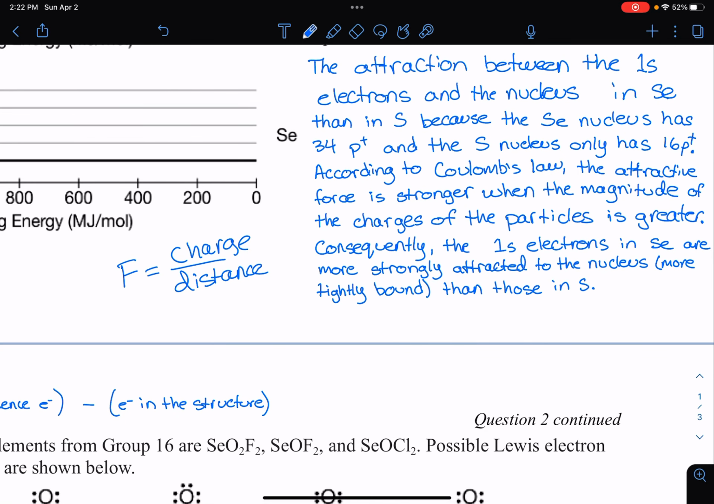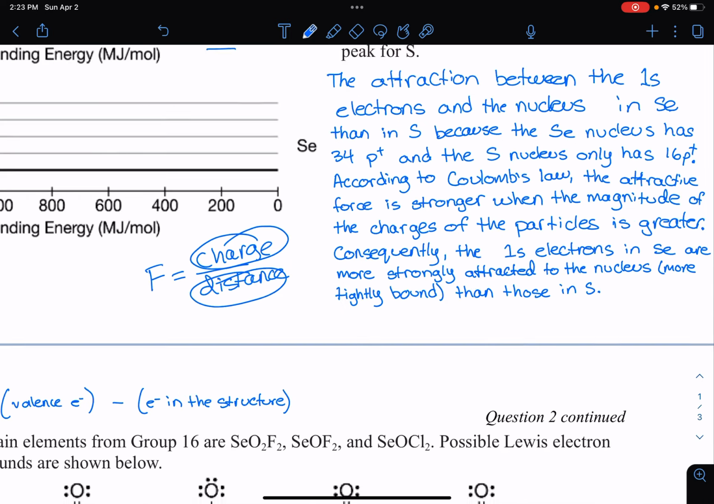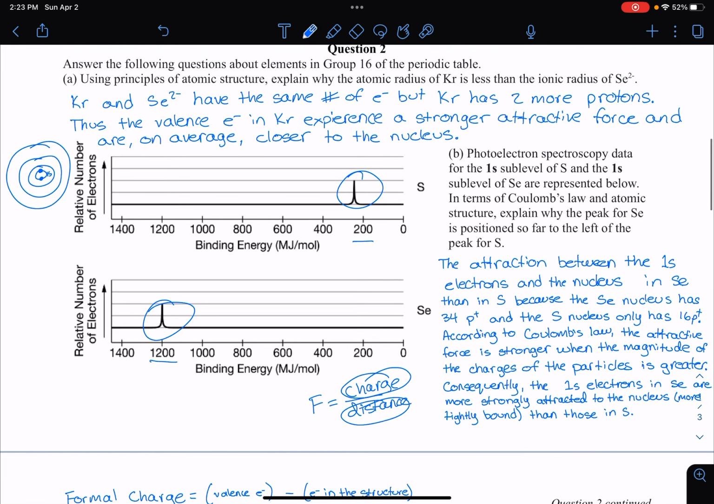Consequently, the 1s electrons in selenium are more strongly attracted to the nucleus and more tightly bound than those in sulfur. So even the distance is smaller. So if we're multiplying for selenium a greater charge and then a smaller distance, that's making the force of attraction much greater, which is why the binding energy for selenium is so much greater than the binding energy for sulfur when we're comparing their 1s electrons.